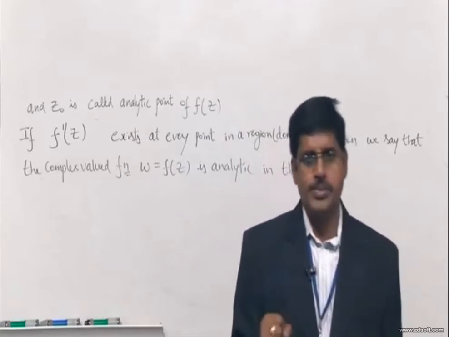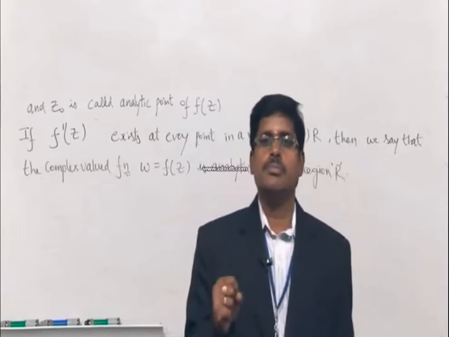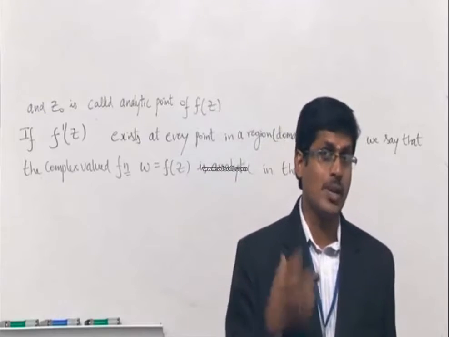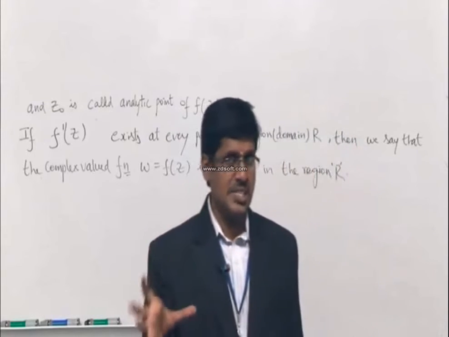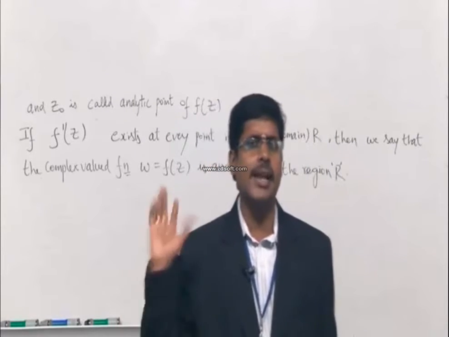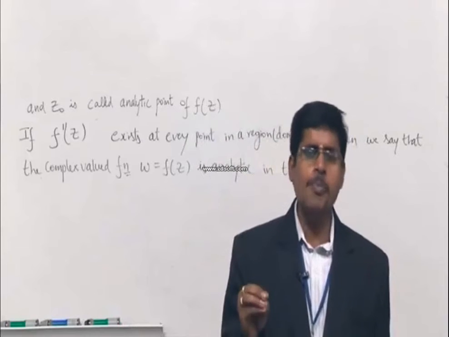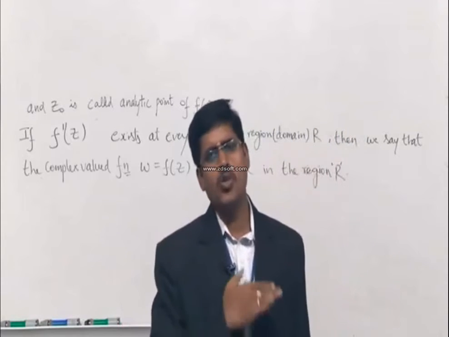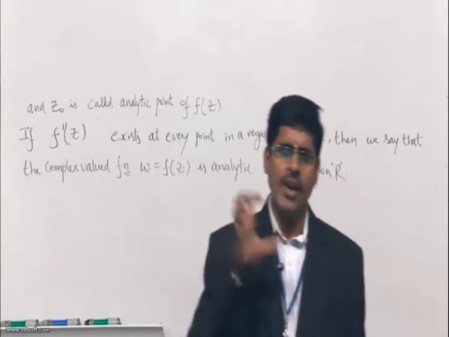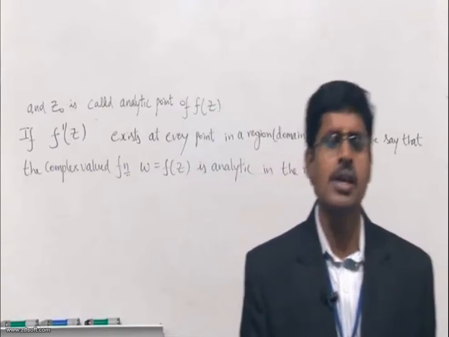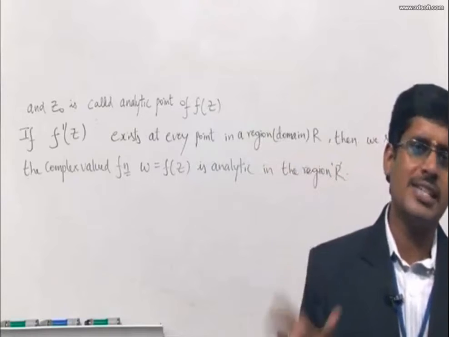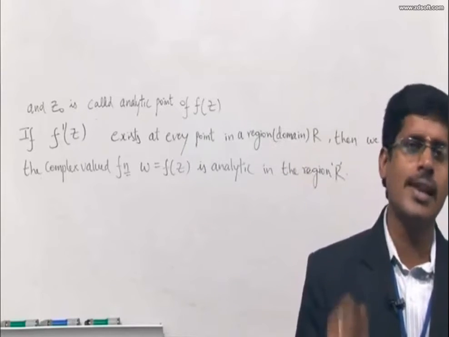Now, not only at z0 is f of z differentiable, but also at every point in some neighborhood of z0. What is some neighborhood of z0? There exists a circle, that is, at every point inside a circle with center at z0 and radius some delta. That means with a single point taken as a center, there are so many circles formed, and all circles are called concentric circles having different radius. You find some circle with center at z0 and radius say delta. Inside that circle, at every point, f dash z exists. That is, f of z is differentiable. That is called analytic at a point.